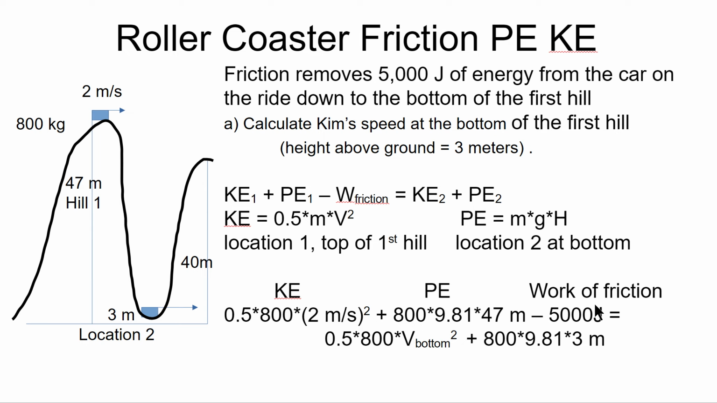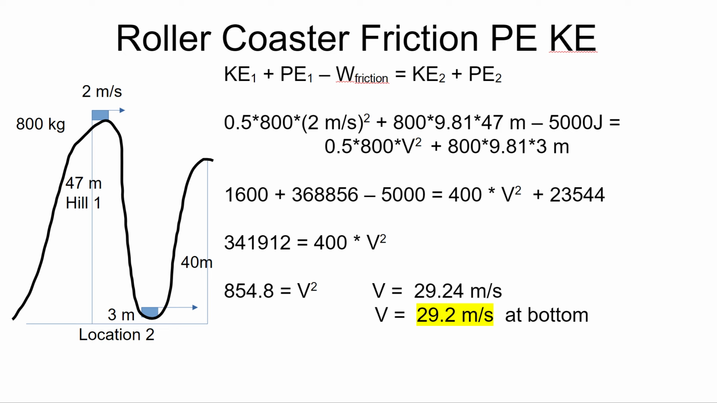So work of friction takes away supply of energy. We're left at the bottom of the hill, at the valley, with 1/2 mv squared. The velocity at the bottom is our unknown. And then mgh, we're 3 meters above the ground at the bottom of the hill. So we continue on. I've just copied that equation to start with here.